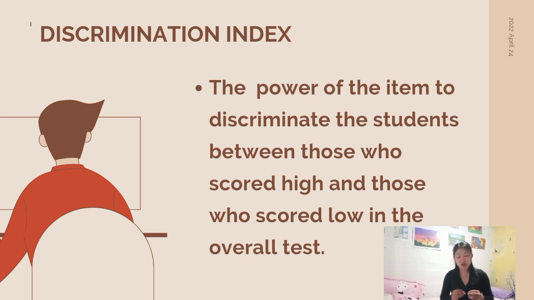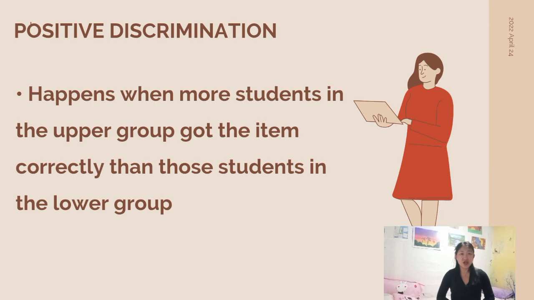Next is the positive discrimination. It happens when more students in the upper group got the item correctly than those students in the lower group. So positive discrimination happens when the upper group gets more items correct or a high score than the students in the lower group. Again, positive discrimination happens when the upper group got the item correctly.